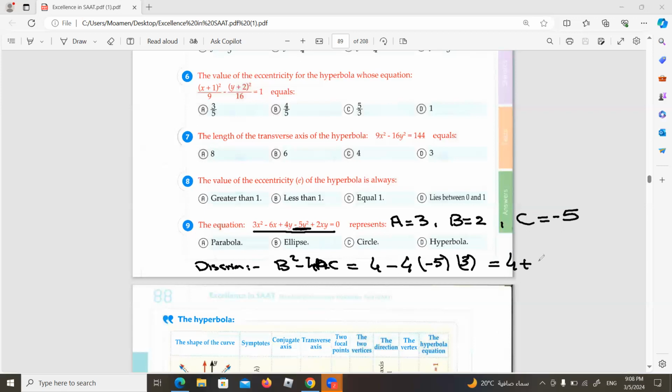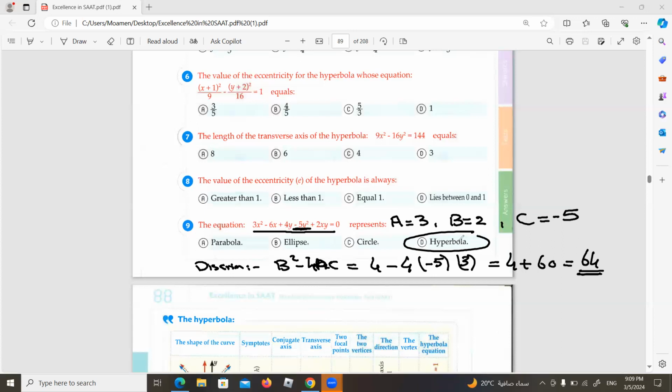But we'll calculate. It will be 5 times 4 equals 20, 20 times 3 is 60. So, Mister, it's equal to 4 plus 60 equals 64. 64 is what? Positive. When we have a positive, it's a hyperbola. Excellent. It's a very, very important type of problem. As you see, it's very easy: just write the rule, substitute, calculation.